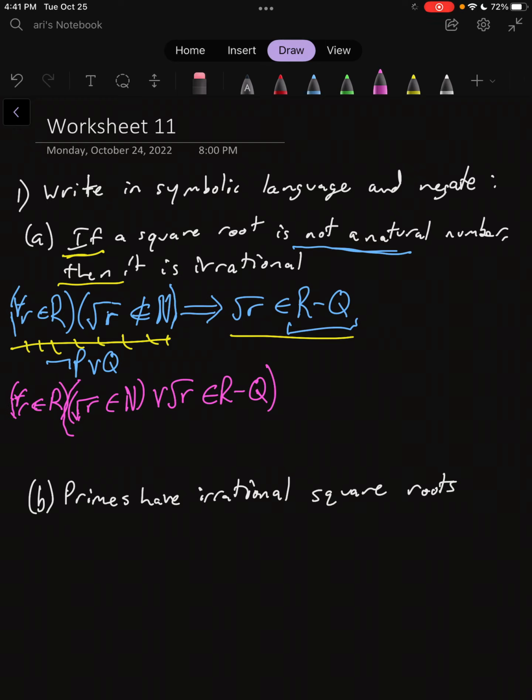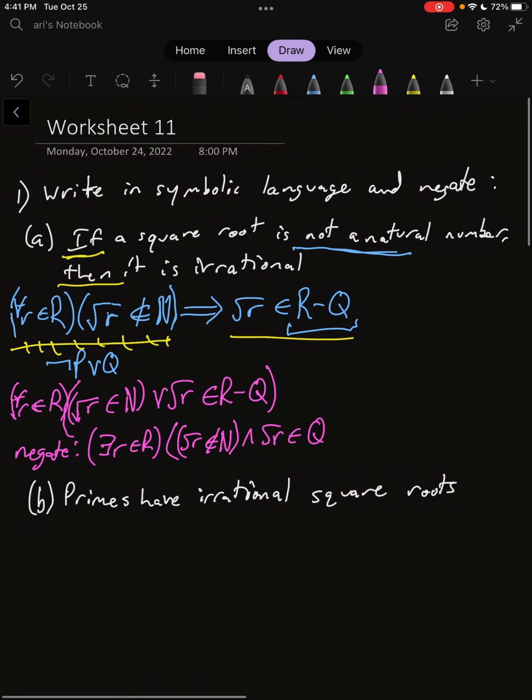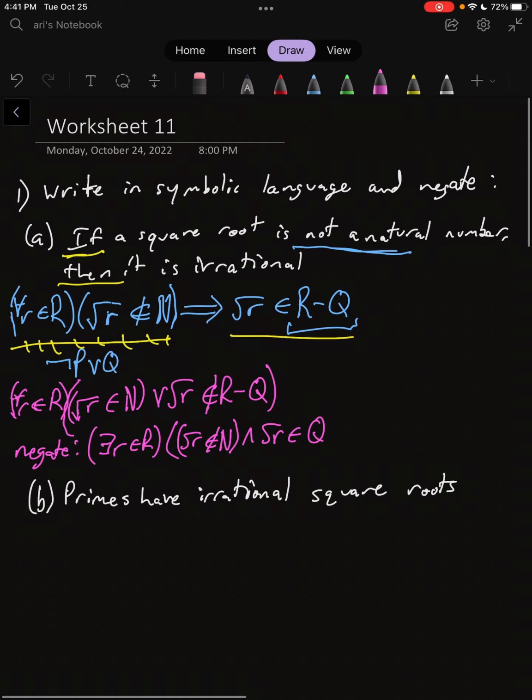So sorry about that. So now when we negate it, say there exists an r in R such that the square root of r is not a natural number and the square root of r is a rational number. And you could also say is not an irrational number. You could just go like that and write it like that.